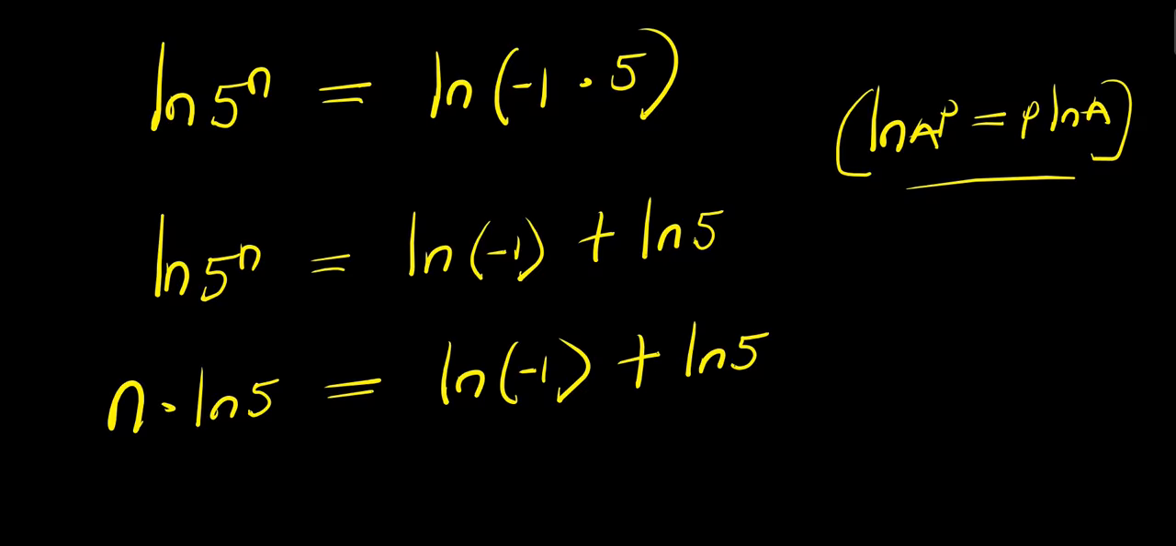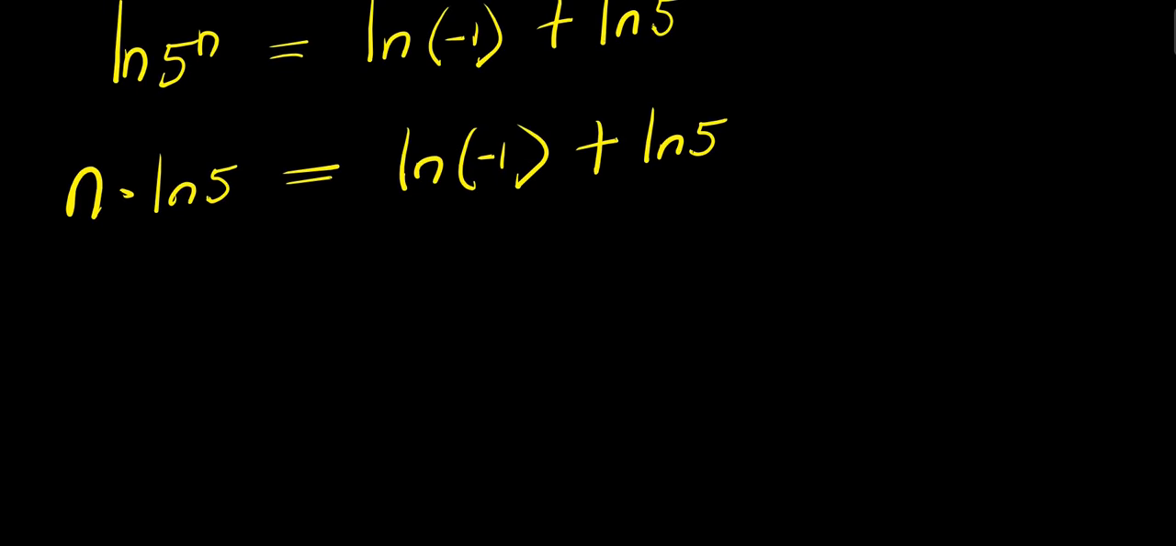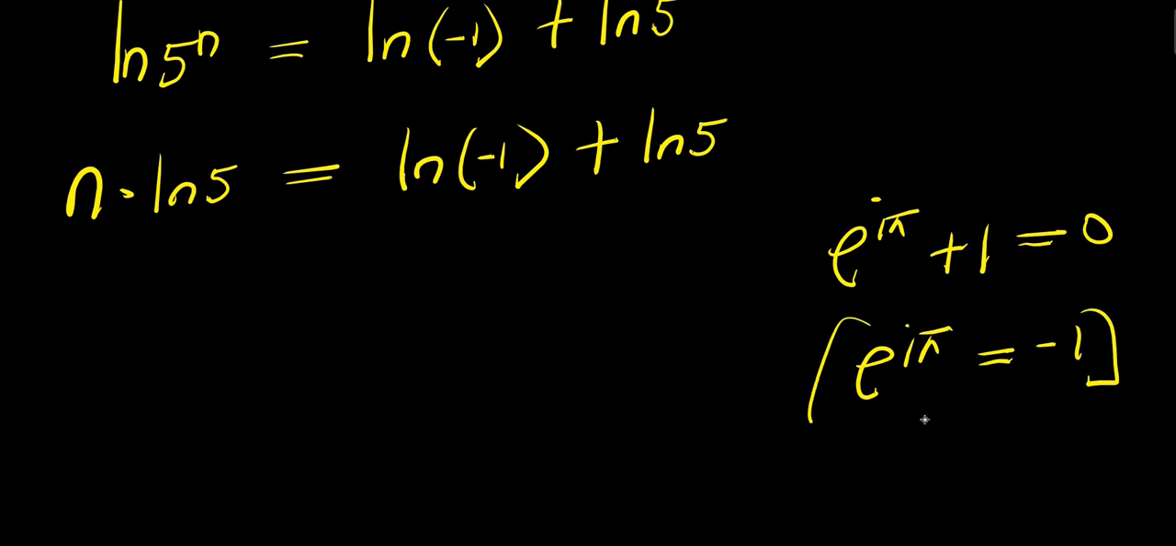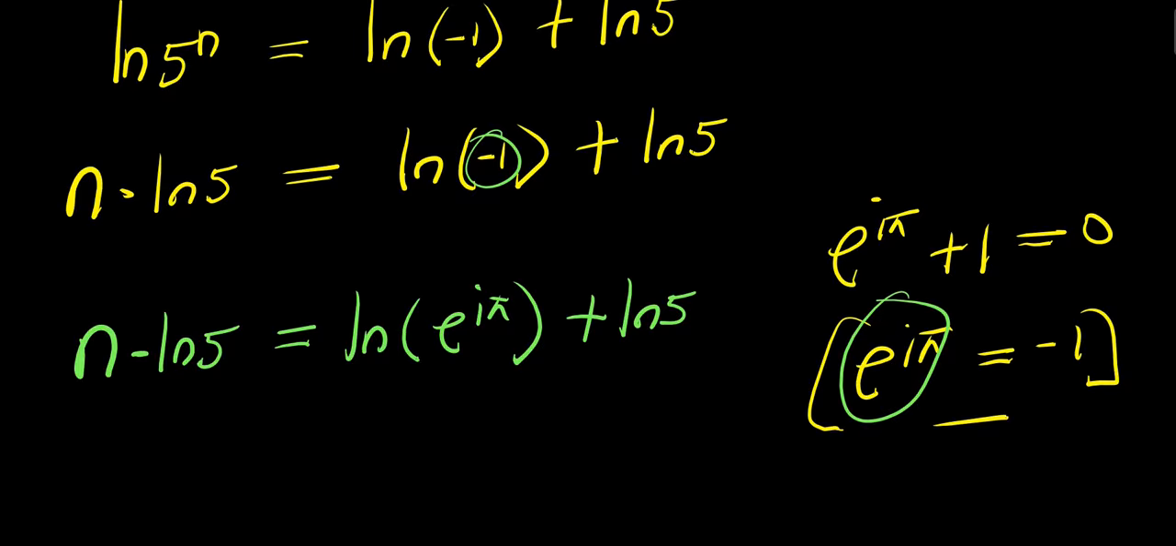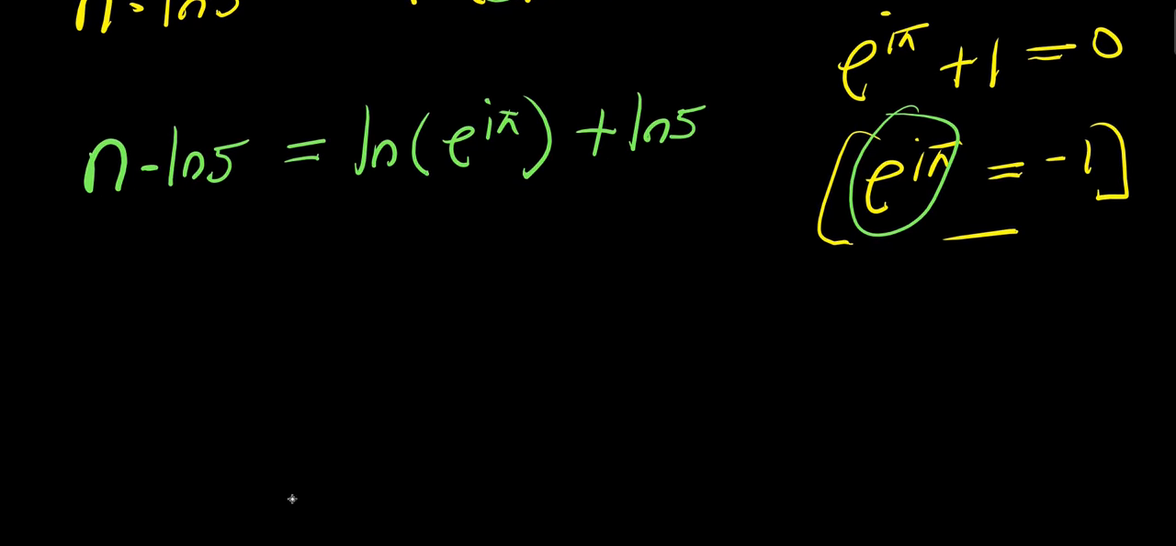Now what we are going to do again will be to consider this identity. If you have e power I times pi plus 1, this equals 0, meaning e power I times pi equals negative 1. Applying this right here, I'm simply going to have n times natural log of 5 equals natural log of e power I times pi plus natural log of 5, right? Because we just substituted negative 1 with e power I times pi. So we go back to the same identity.